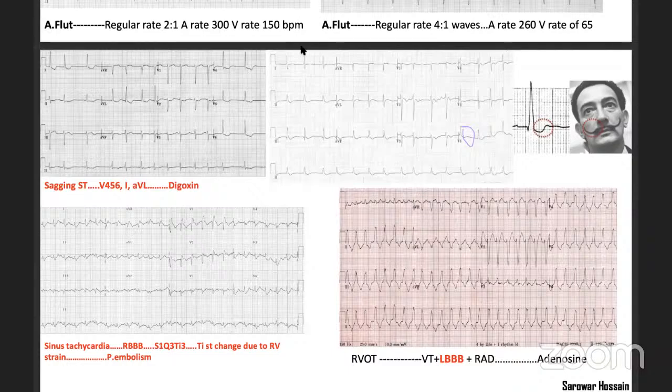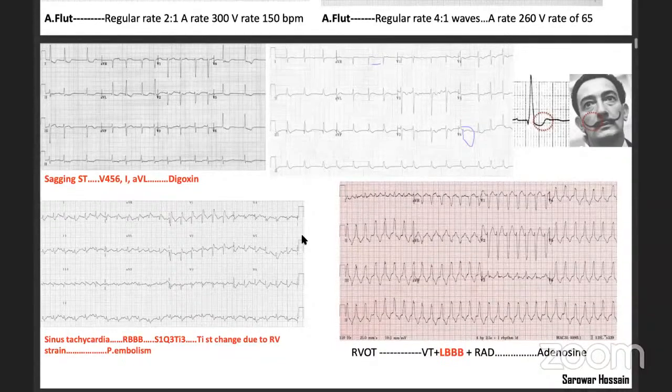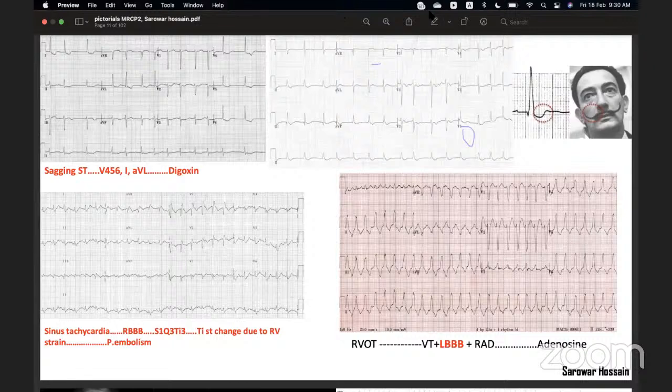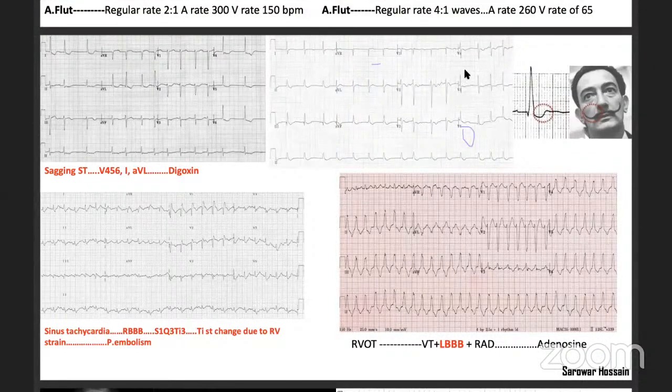Yeah, everyone is correct. SVT with RAD, they are saying? I'm not getting it. Why right axis deviation? But the axis is fine, axis is normal. Okay, I think we are correct with this, I guess. Maybe there's something known as RVOT tachycardia that we have to read about. But otherwise, for all practical purposes, this is SVT with LBBB.